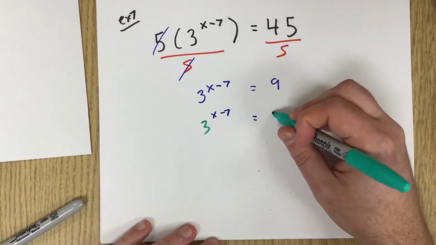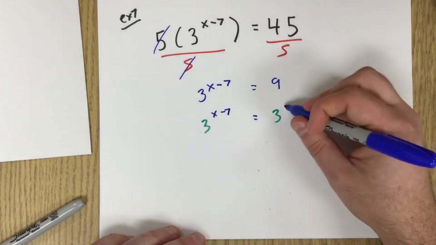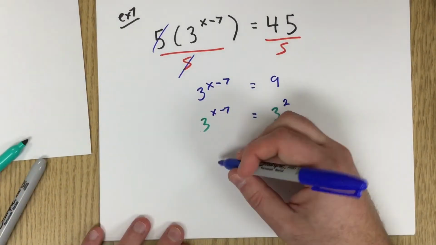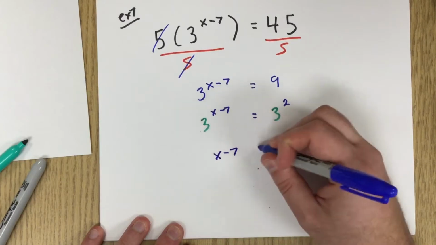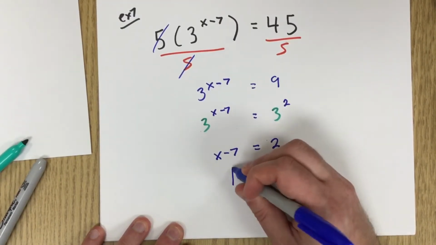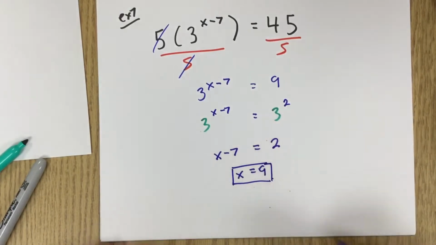9 is going to be the same thing as 3 to the 2. The bases are the same, which means the tops are the same. So x minus 7 equals 2. And x equals 9.